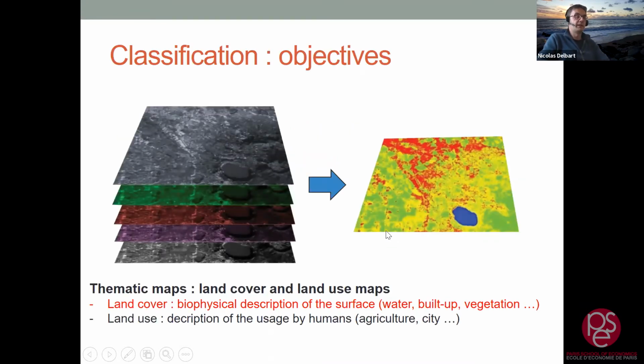The objective of classification is to produce some maps. And typically, the types of maps that are produced are land cover and land use maps. The two concepts are different. Land cover is about giving a biophysical description of the surface. What is in the pixel? Is it water, built up, vegetation, for example? Land use is about giving a description of the usage by humans. For example, agriculture, city, or any type of such categories.